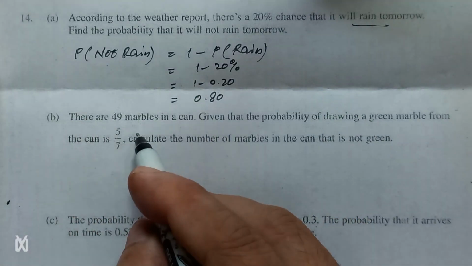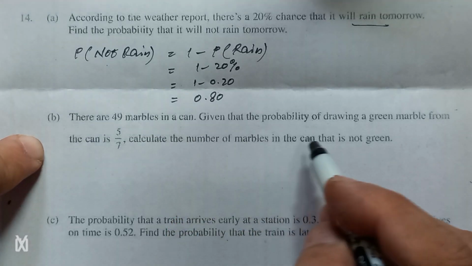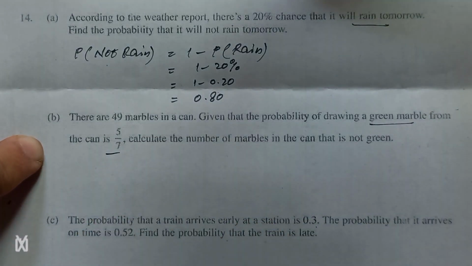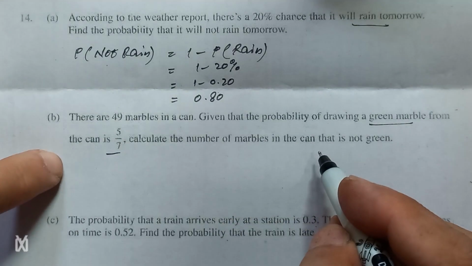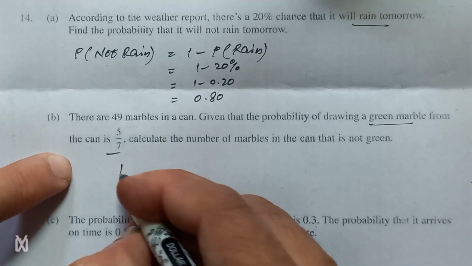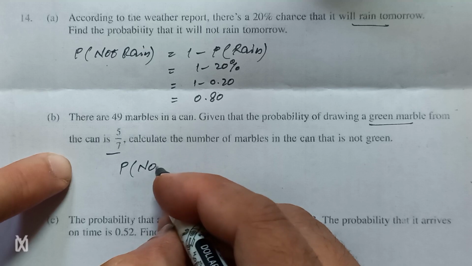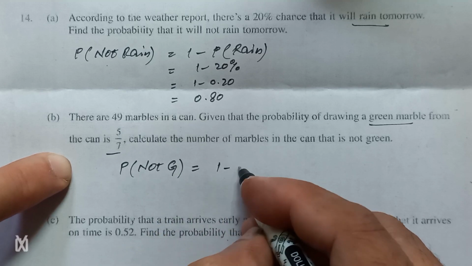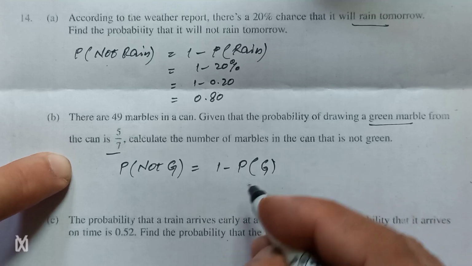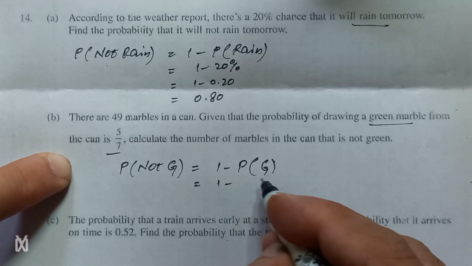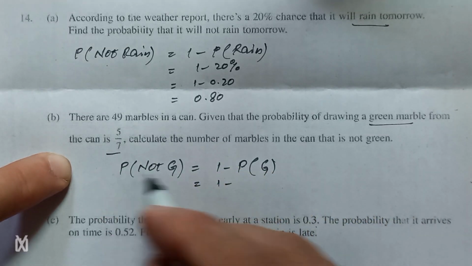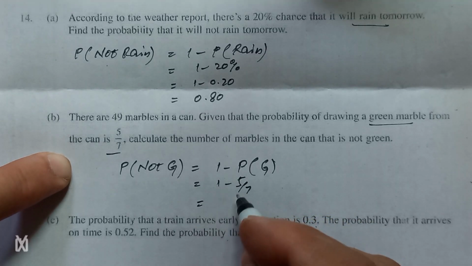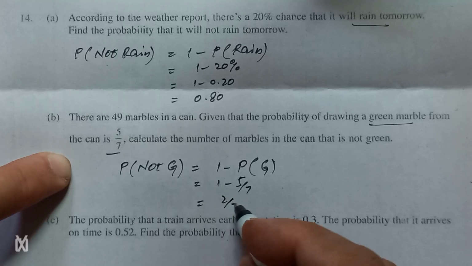B part is there are 49 marbles in a can. Given that the probability of drawing a green marble from the can is 5 by 7, calculate the number of the marbles in the can that is not green. So probability of not green is equal to 1 minus probability of green. So 1 minus probability of green is given, that is 5 by 7. And after solving, you will get the answer 2 by 7.